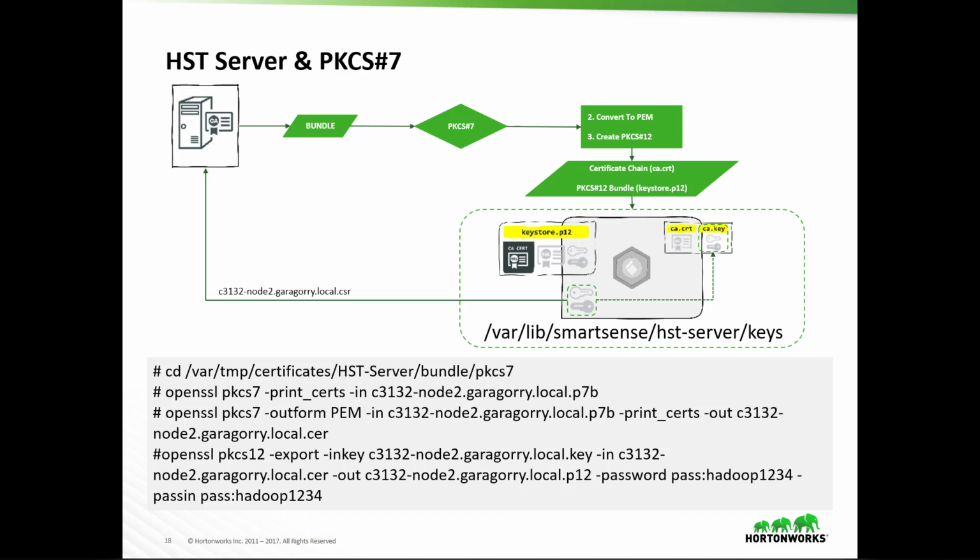Remember, the PKCS 7 doesn't include the private key. So when you convert to PEM and create a PKCS 12, you get a certificate chain and you get a bundle. That's a prerequisite to complete the configuration for HST Server. Remember, we have all the information for this server in HST Server.